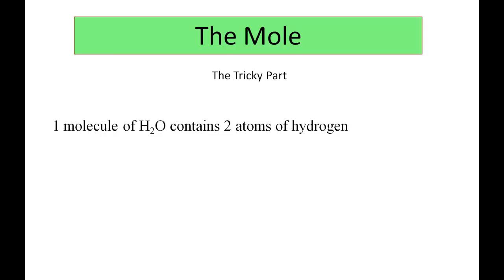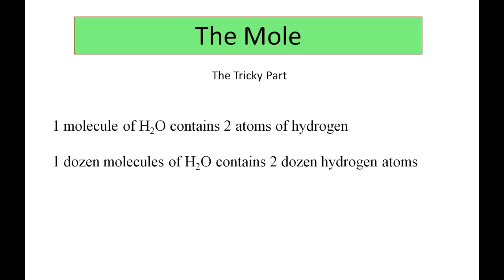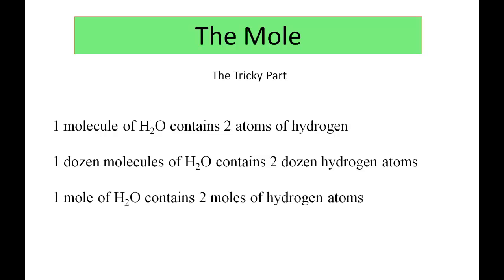Here's a tricky part. Now keep in mind, we've got to keep an eye on these units. 1 molecule of water contains 2 atoms of hydrogen. It's H2O. Which means if I had a dozen molecules of water, wouldn't that contain 2 dozen hydrogen atoms? Notice it's 1 dozen molecules, 2 dozen hydrogen atoms. So what if I had a mole of water? Well, 1 mole of water will contain 2 moles of hydrogen atoms.